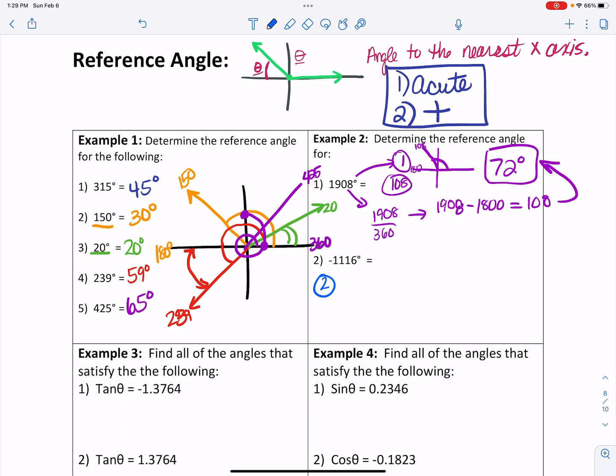Okay. All right. So if I use way two, I'm going to do that here. So I'm going to do negative 1116 divided by 360. So that comes out as negative 3.1. So it's going to be 3 full times around. So 3 times 360 is 1080. So if I do negative 1116 minus the negative 1080, I end up with negative 36. Or I could do the same process. I could start with this negative 1116. I could add 360, add 360, add 360 until I get to 36. Both ways would work. I would definitely let you have a calculator.